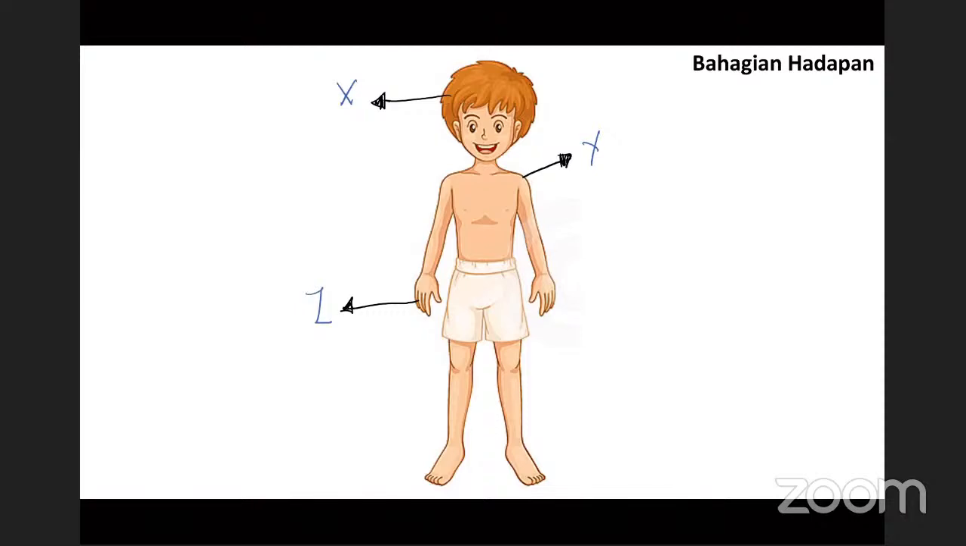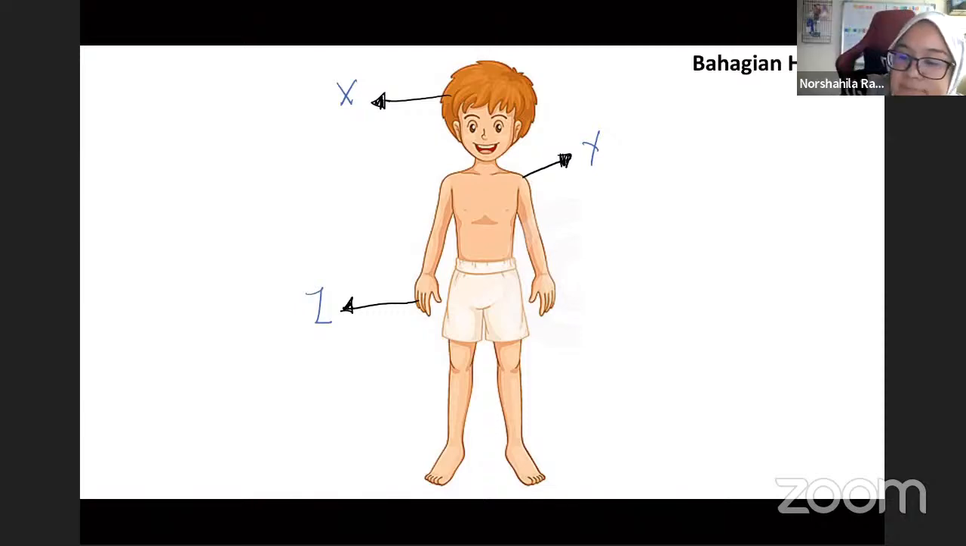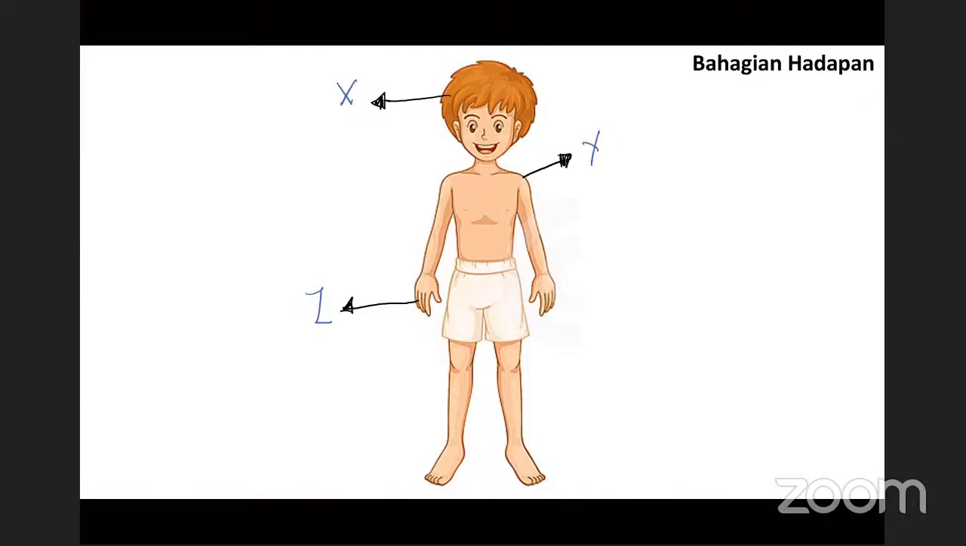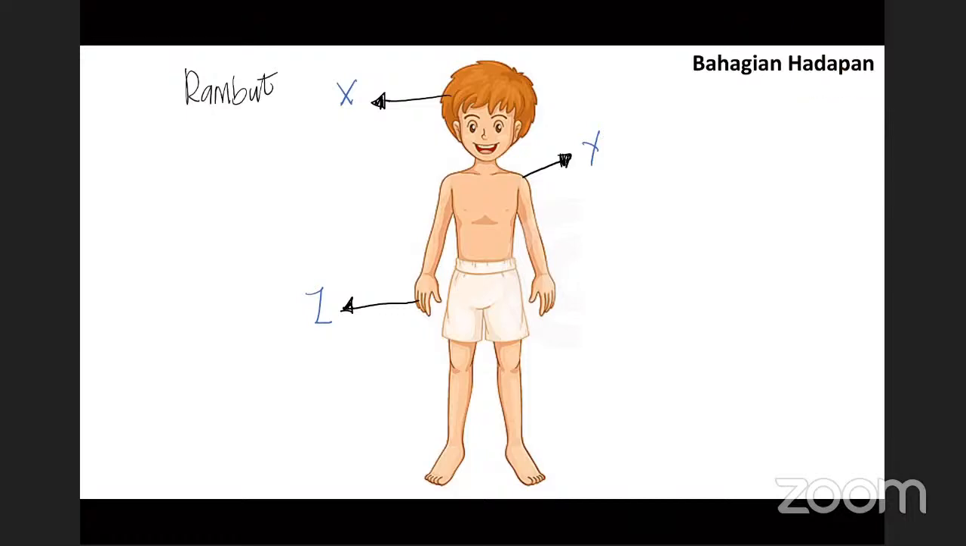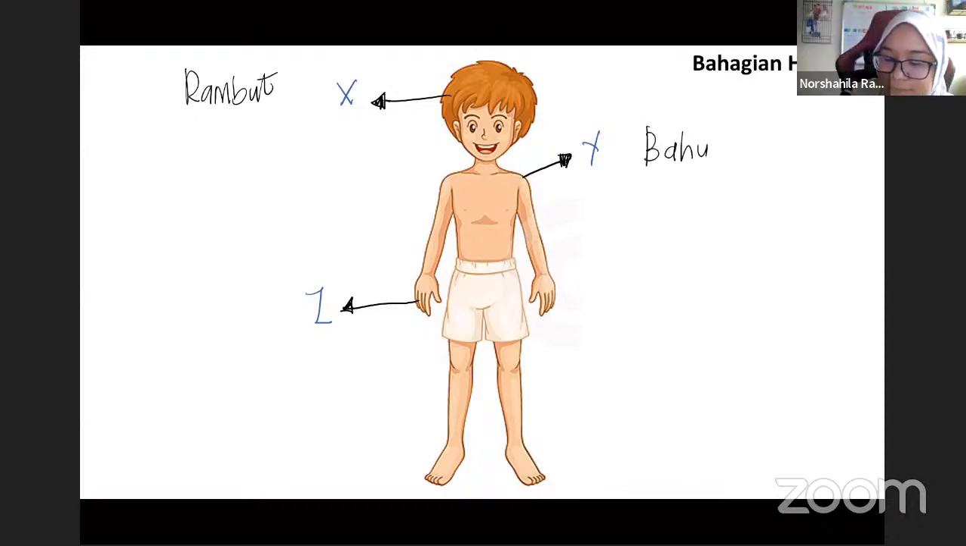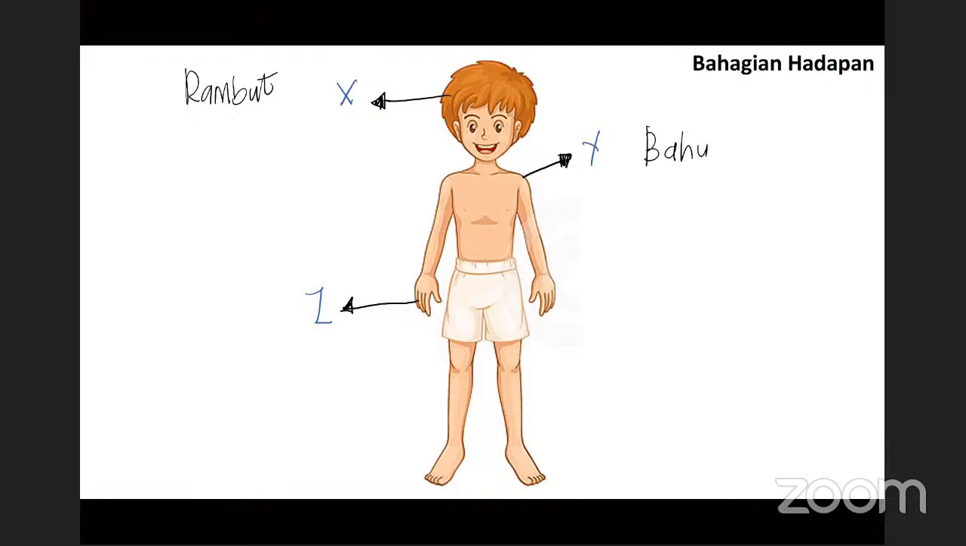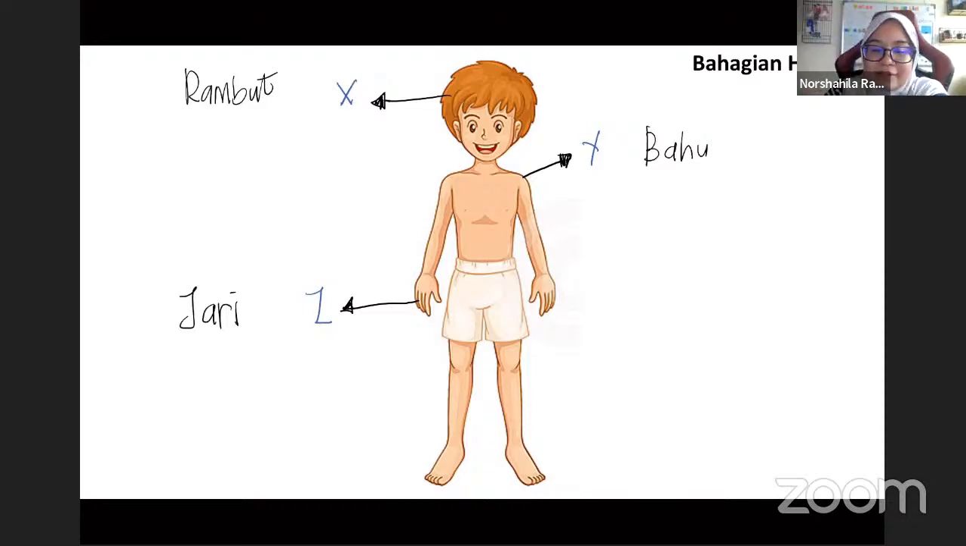Rambut is X. How to spell? R-A-M-B-U-T. Okay, correct. What is Y? Bahu. How to spell? B-A-H-U. Okay, correct. And Z? Jari. Okay, where is jari? So, all correct.